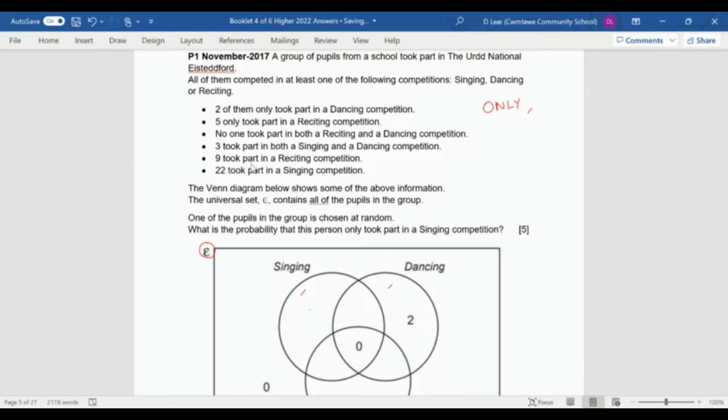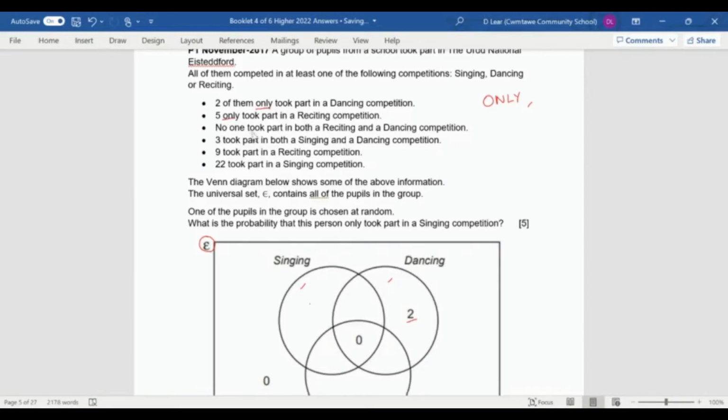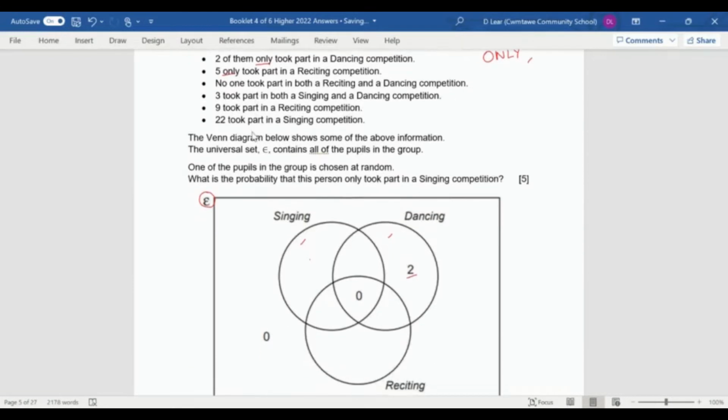Okay, so let's read. Two of them only took part in dancing, which is why that 2 is there. 5 only took part in reciting. Let me scroll down a bit. Okay, so here's reciting at the bottom. So 5 only did reciting, so I'm able to put that 5 on. No one took part in both reciting and dancing competitions. So there was nobody who did recital and dance, which is this bit here.